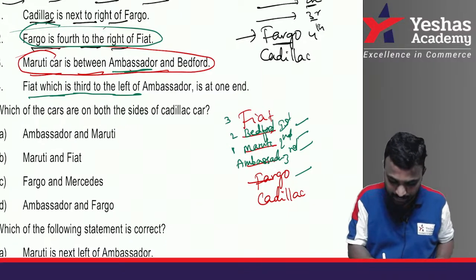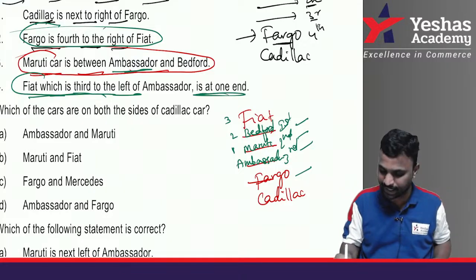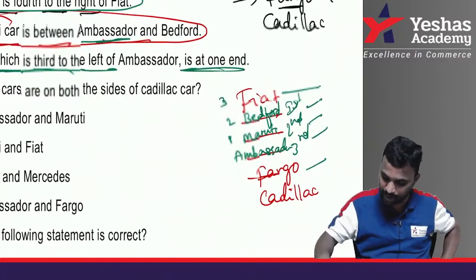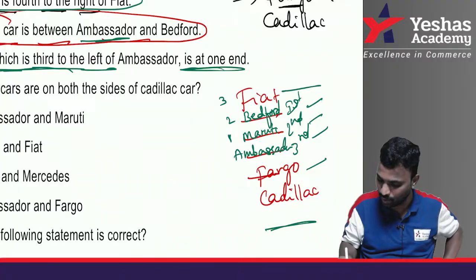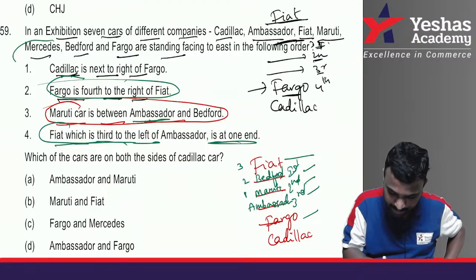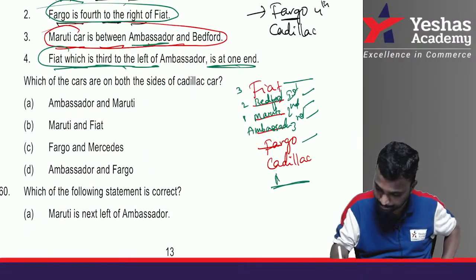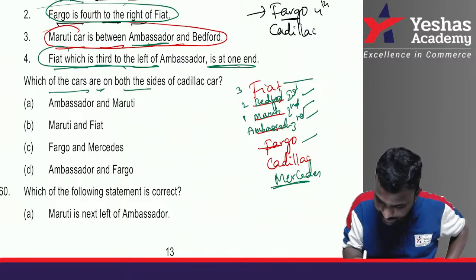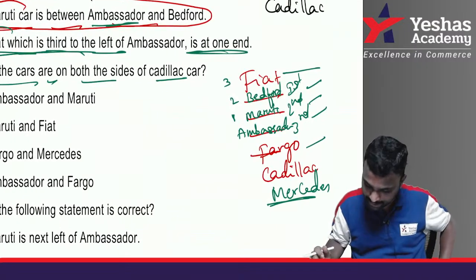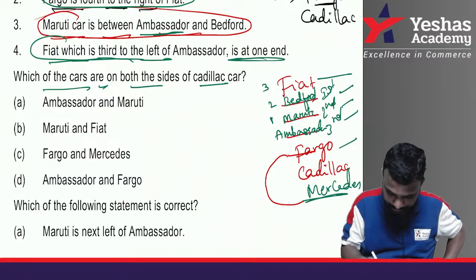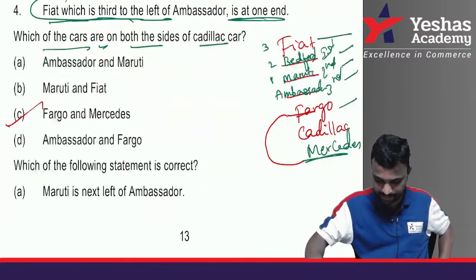Now, they've clearly said Fiat is definitely at one of the ends. That means there's no car to the left of Fiat, that means above Fiat. So how many cars have we already marked? 6 cars. There's one more car definitely below Cadillac. Which is that car actually? That car here is Mercedes. The only car left out is Mercedes. The question is, which are the cars on both the sides of the Cadillac car? Fargo and Mercedes. Option C is the right answer.